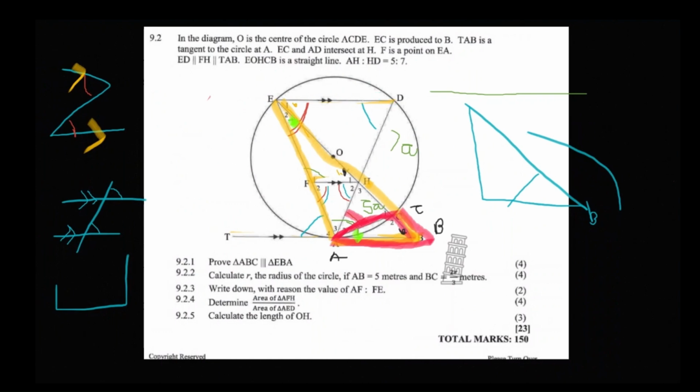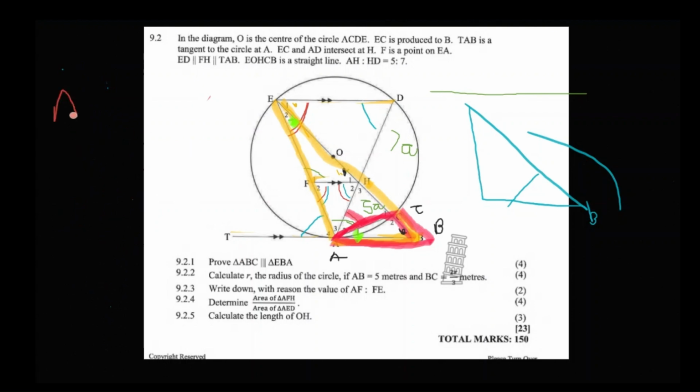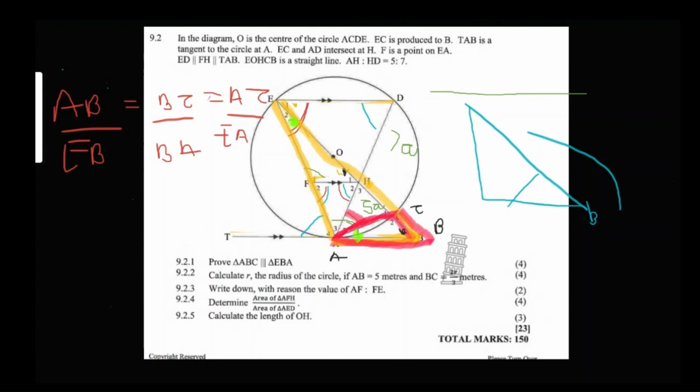Now, the minute you've proved that two triangles are similar to one another, guys, you immediately need to go back and write those ratios down. So what I've done is I've written out the ratio immediately because I've already proved that they're similar. If you have proved that two triangles are similar to each other, please just go back and write their ratios down, okay?